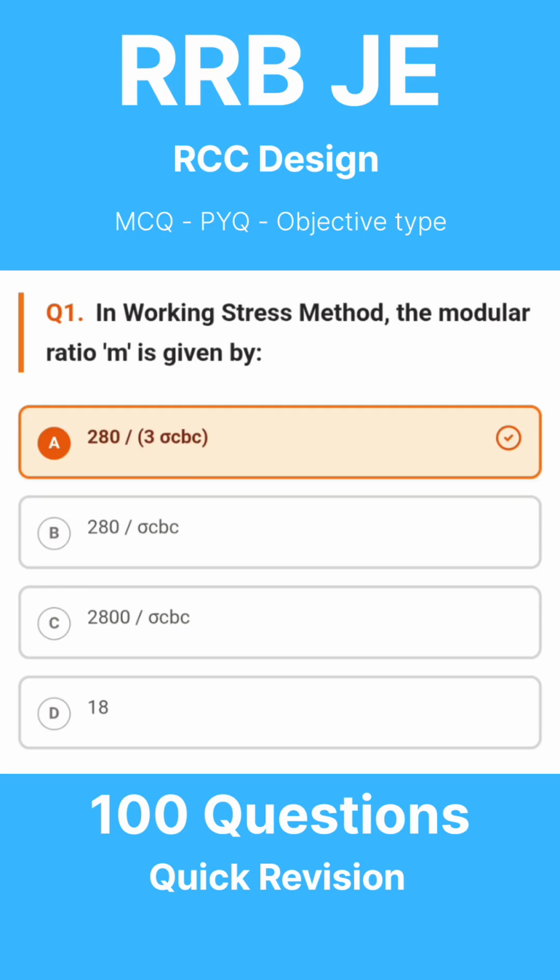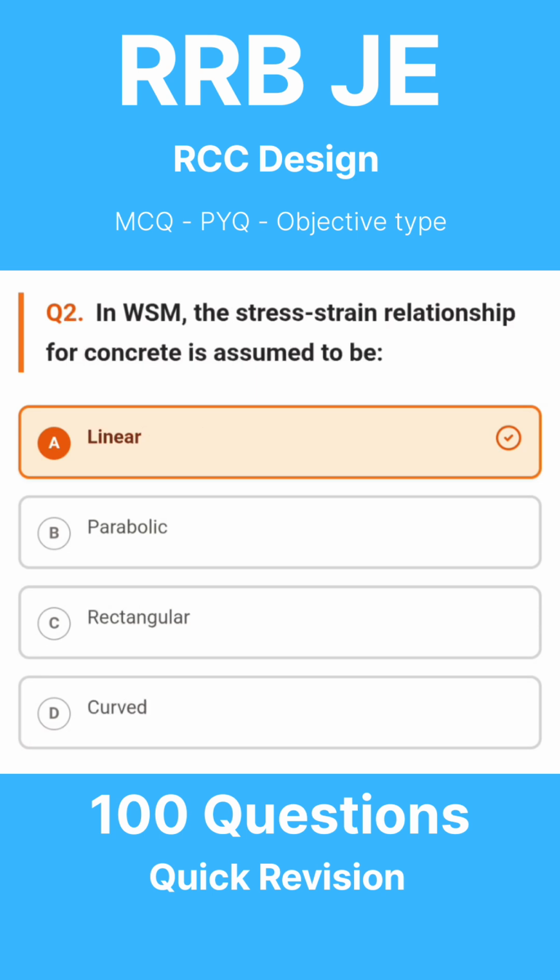Question 1. In working stress method, the modular ratio, m, is given by. The correct answer is 280 divided by 3 sigma cbc. Question 2. In WSM, the stress-strain relationship for concrete is assumed to be. The correct answer is linear.